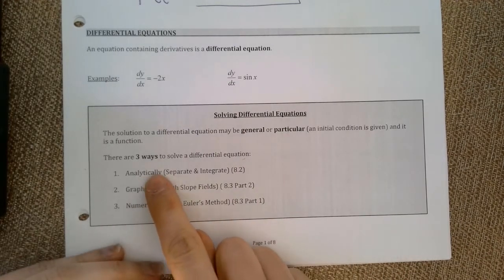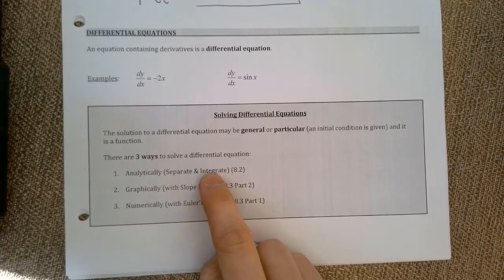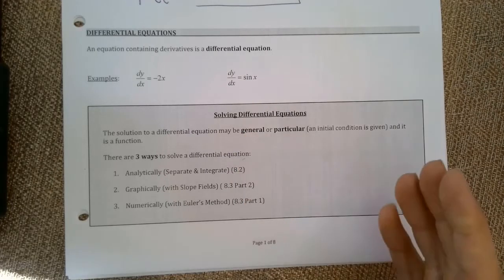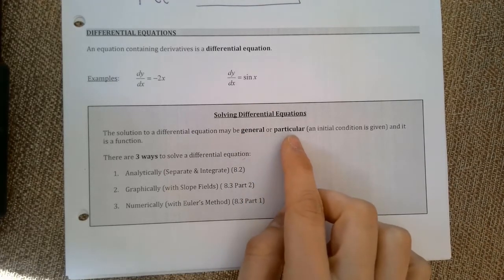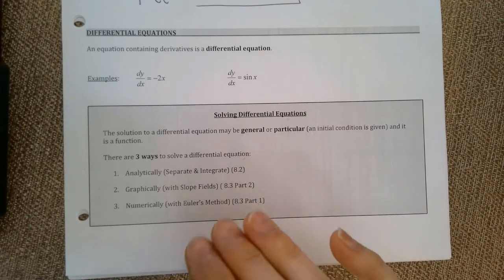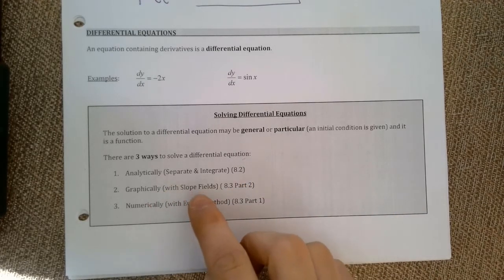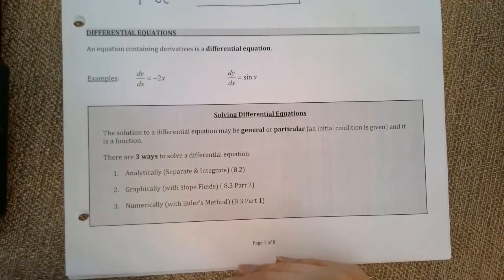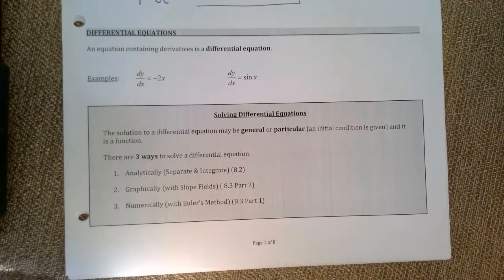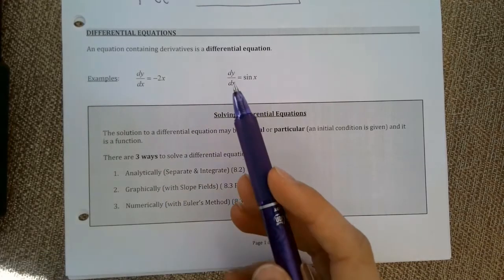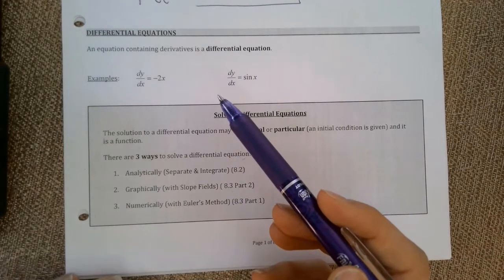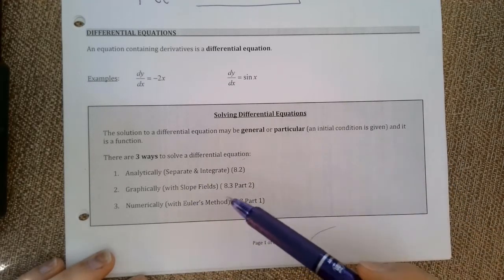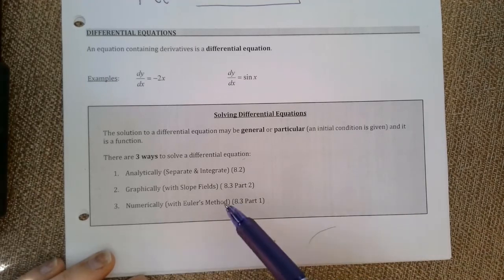And there are three methods we're going to use in BC to solve these differential equations. And the first we've already done, separate and integrate. This is where we get a y equals equation. If we have a plus c, we call it a general solution. If we have an initial condition to plug in, we call it a particular solution. And in a particular solution, there should be no plus c's. What we're going to do today is talk about how to solve graphically using slope fields, and also numerically. So if we wanted to approximate some value, if we were given an initial condition and maybe we couldn't separate and integrate for whatever reason, we could use Euler's method to find an approximation for another value on that function. So we're going to start with Euler's method and then we'll move to slope fields.